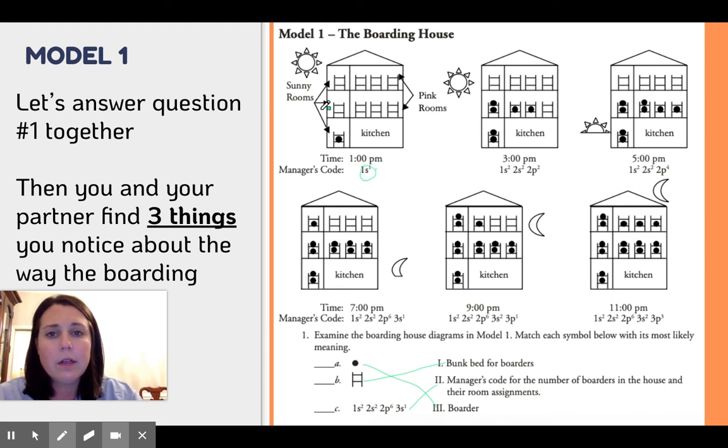And then the letter, I have a sunny room and a pink room. So I think the letter is designating which room they're in, S or P. And then that little number at the top, I'm pretty sure that's telling me how many people are in a room, because this is 1S2, so there's two people in this S room. Over here, 2S2, there's two people in this room. And then 2P2, there's two people in this pink room. And I can double check because over here where it says 2P4, this is second floor, pink room, and it looks like there's four people. Okay, so that makes sense with my manager's code.